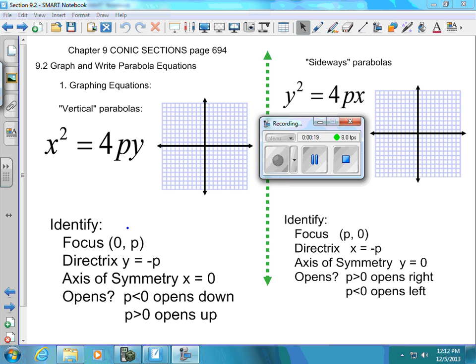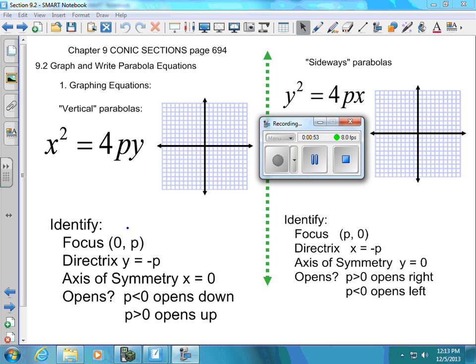Okay, so we have two different types of parabolas, and you probably didn't know this when we did quadratics way back at the beginning of the year. We started with this, and this is what we're ending with. Parabolas can be vertical or horizontal. We saw the vertical ones with our normal y equals ax squared plus bx plus c equations. We did our horizontal ones when we did square root functions. That's basically what a sideways parabola is.